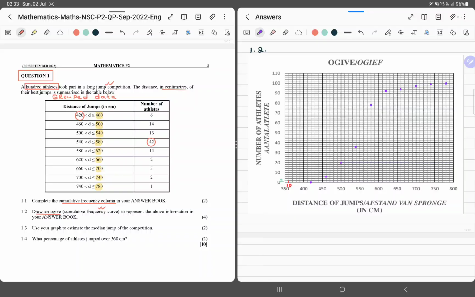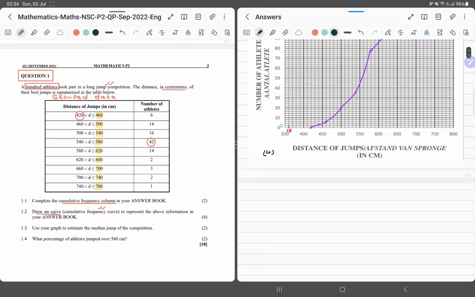Okay, so let's draw our ogive. There it is. So we've got our ogive completed. So we take our 4 marks and we smile. Okay. Next question.